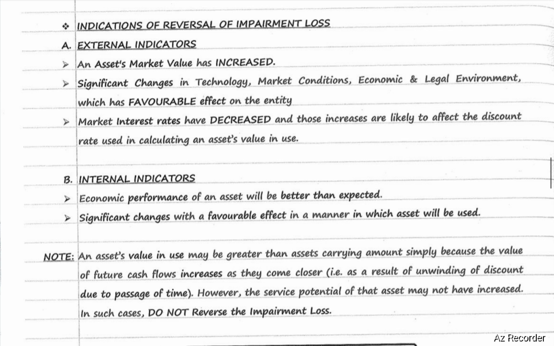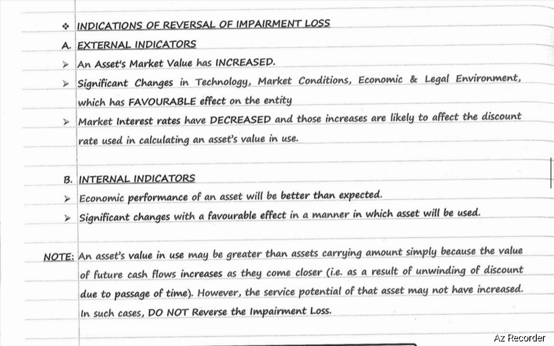Second, significant changes in technology, market conditions, economic and legal environment, which have a favorable effect on the entity. Market interest rates have decreased, and those decreases are likely to affect the discount rate used in calculating an asset's value in use. Internal indicators.